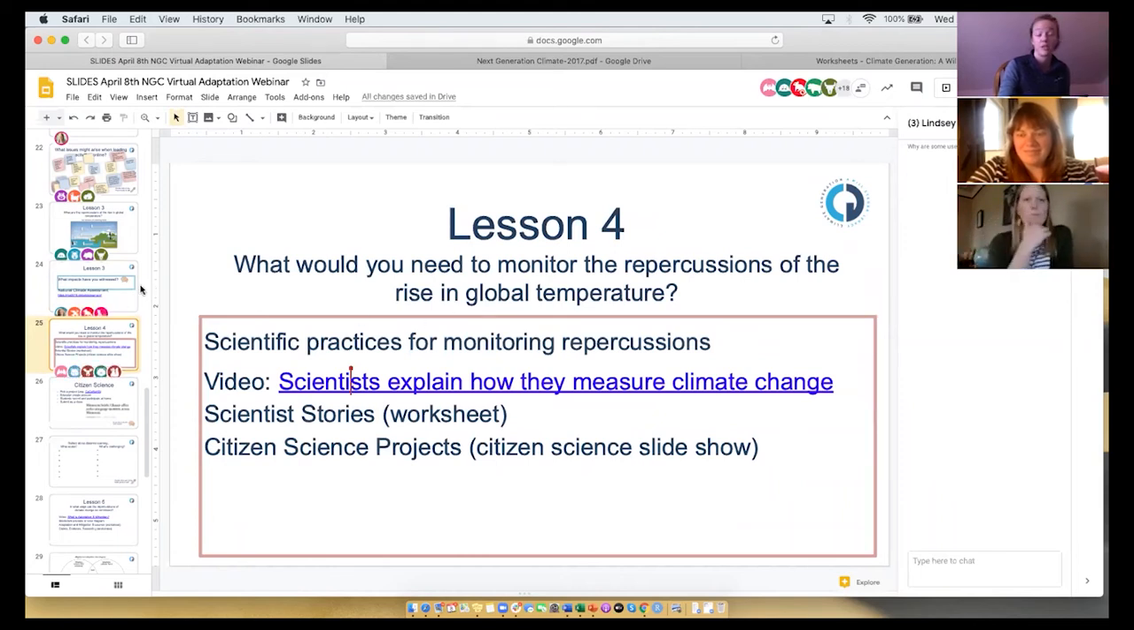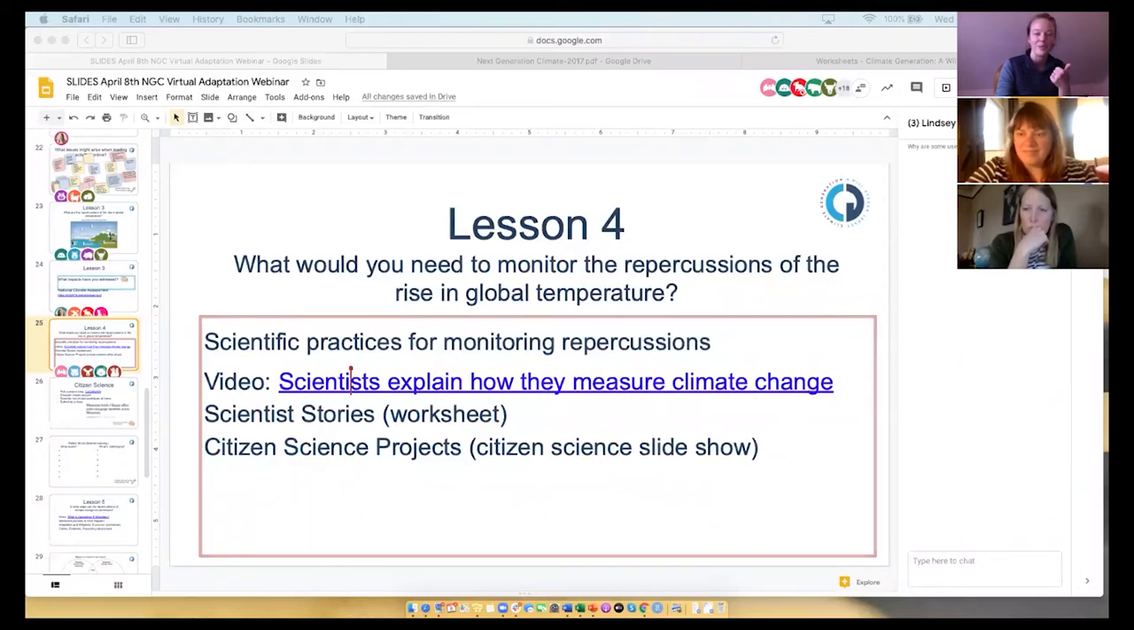rise in global temperature? So in lesson 3, we talked about what the repercussions are. Now we need to figure out how we're monitoring those things. And in this lesson, we talk about 2 different ways. One, we can learn about what scientists do to monitor those repercussions, but then also we can become citizen science or participatory scientists ourselves.